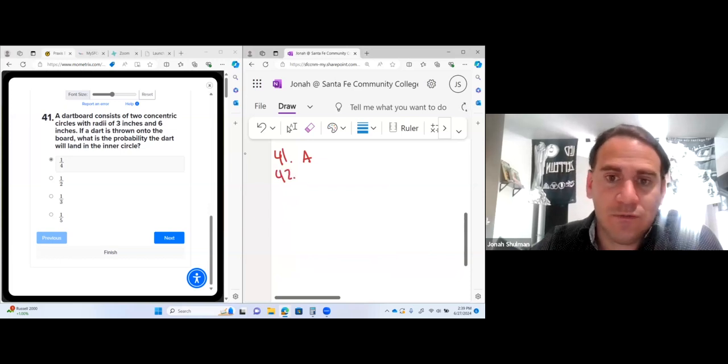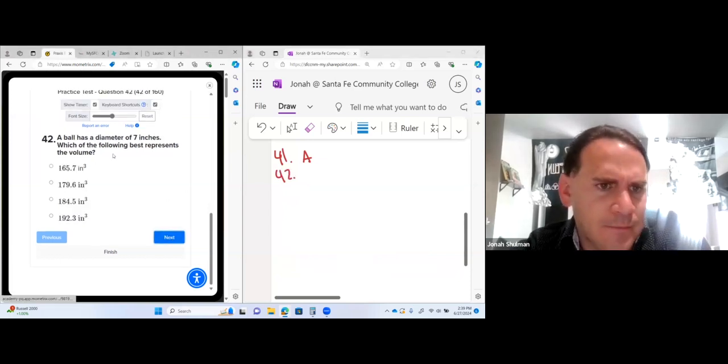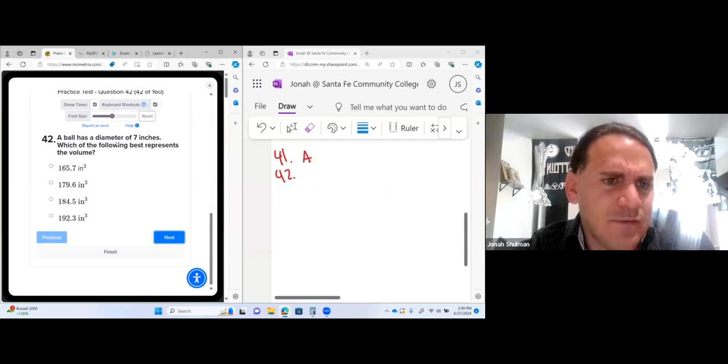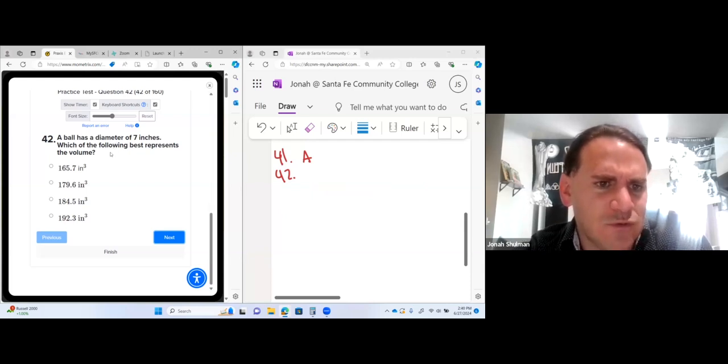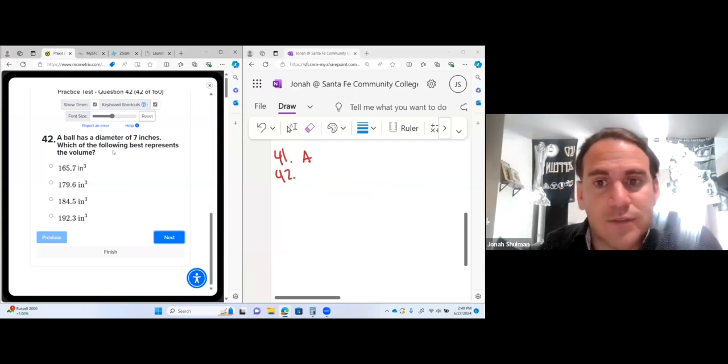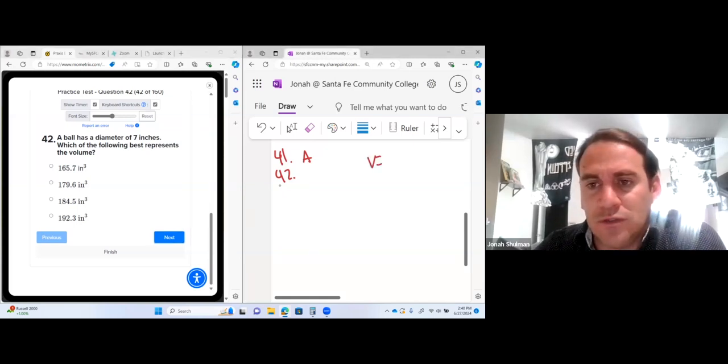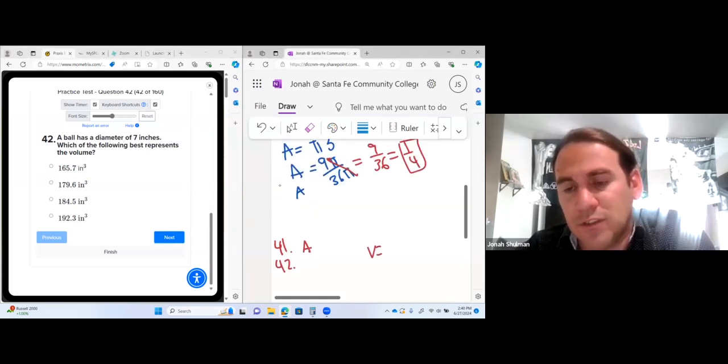Let's try 42. A ball has a diameter of 7 inches. Which of the following best represents the volume of the ball? Okay, so volume. All right, so area versus volume, right?